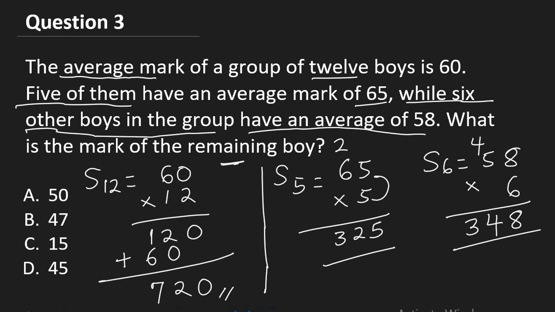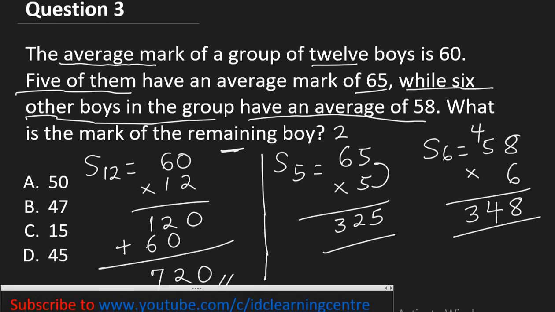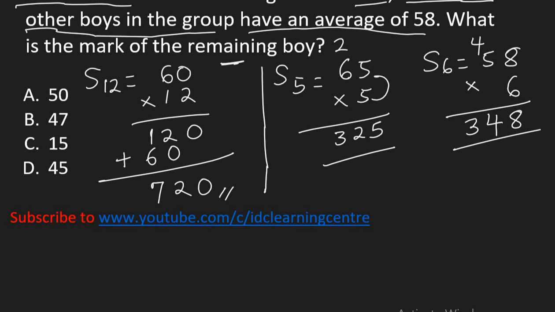What is the mark of the remaining boy? You want to just find the mark of one boy. Now, I have the sum of 12, which is the sum of everybody.